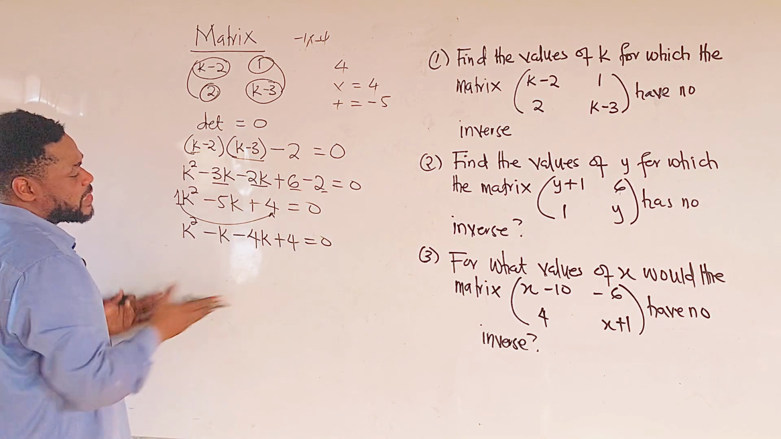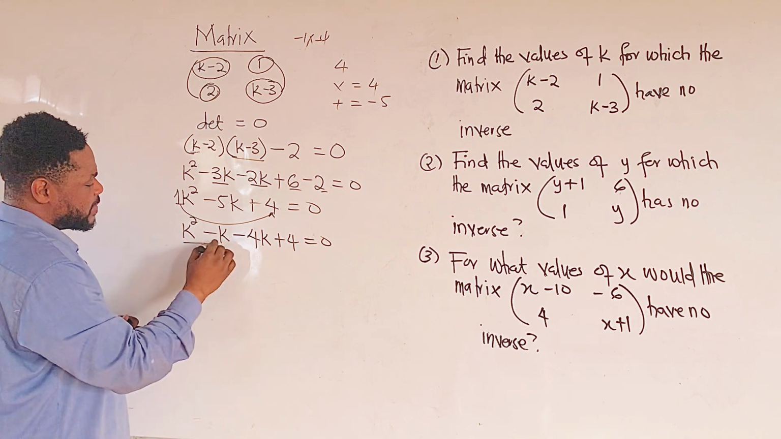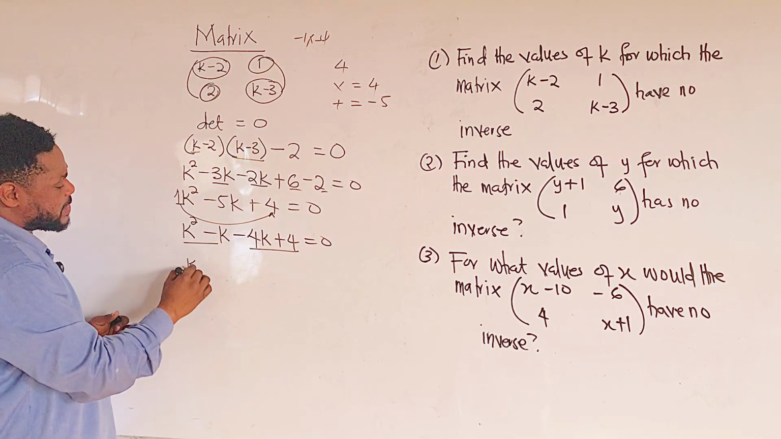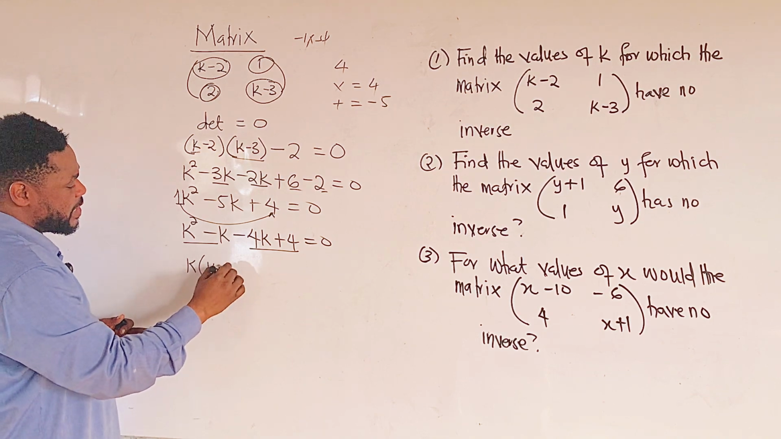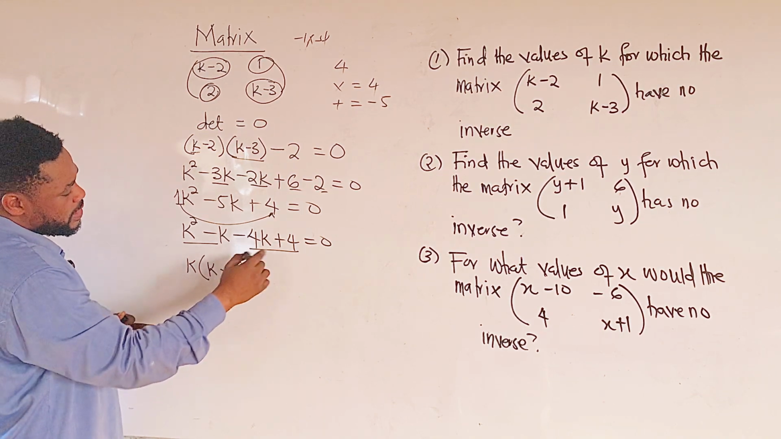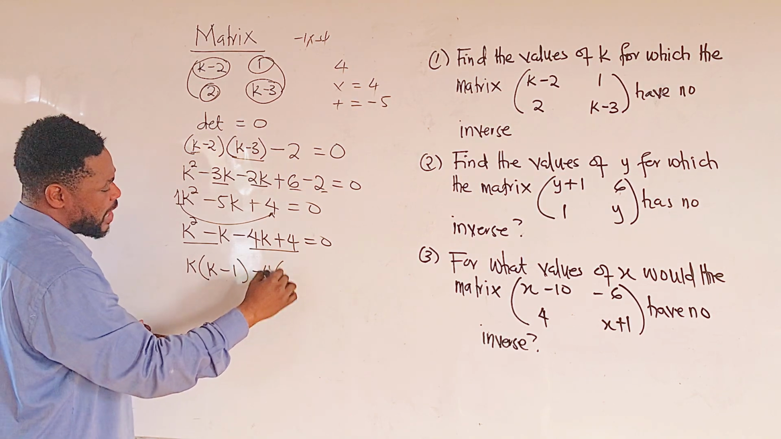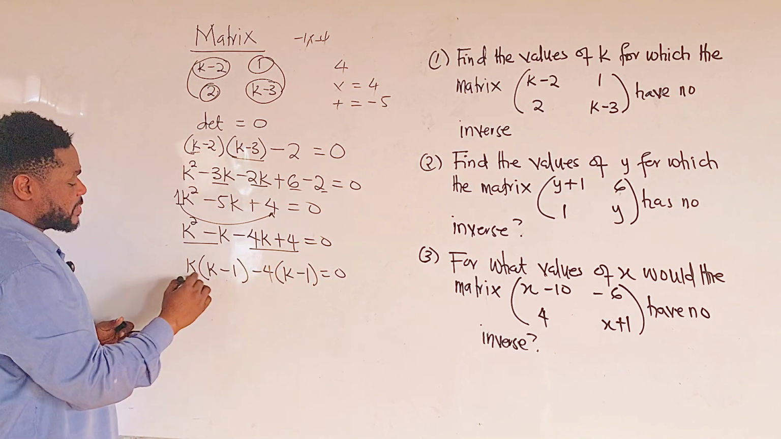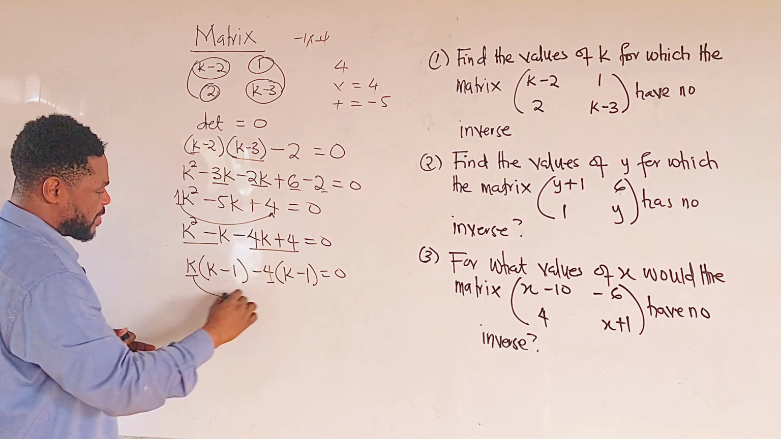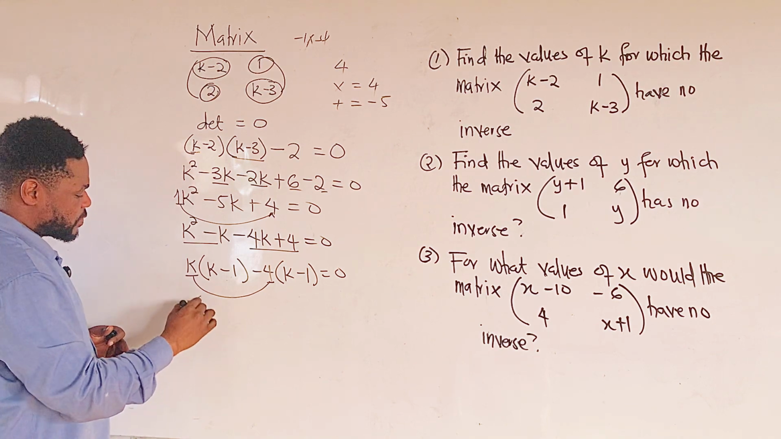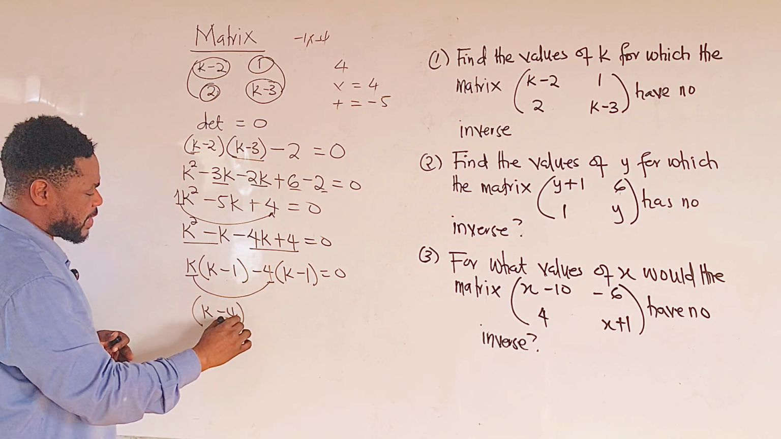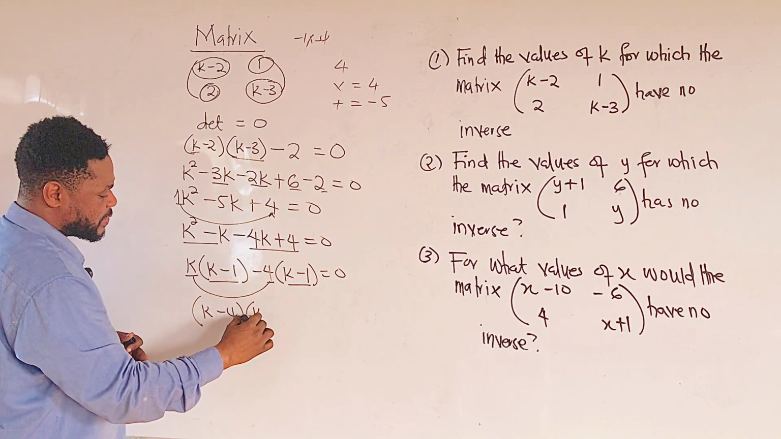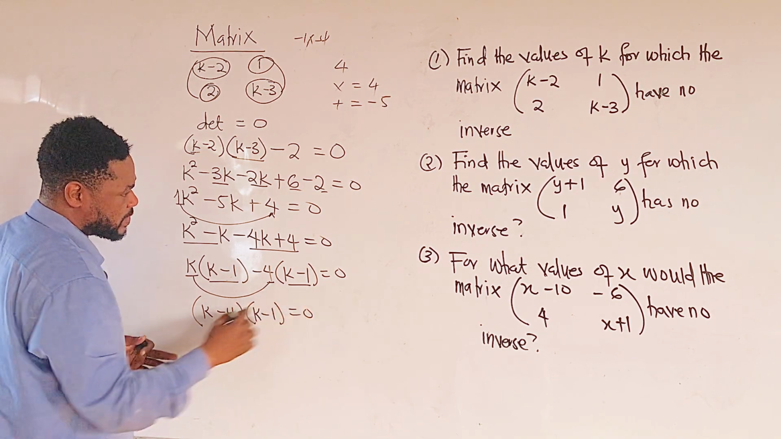Now we are going to factorize this, all right? So we take them 2 and factorize. So here we factorize k out, k here minus 1. Here we factorize negative 4 out, k minus 1 equal to 0. At this level, we group our numbers outside together. So we have k minus 4 here. Since this and that are the same, we pick only one. So k minus 1 equal to 0.